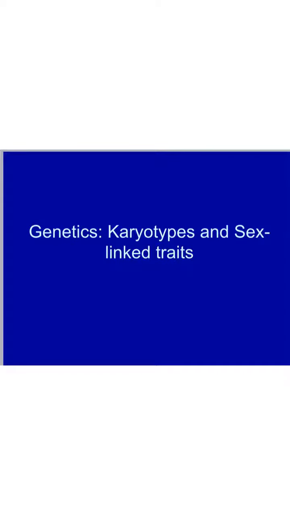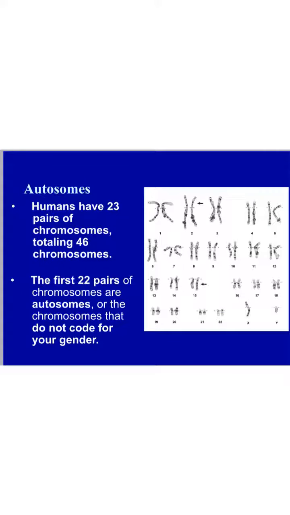All right, so today we're going to be looking at karyotypes and sex-linked traits. Humans are going to have 23 pairs of chromosomes. So in total, there are going to be 46 individual chromosomes. The first 22 pairs of chromosomes are autosomes, or the chromosomes that do not code for gender.